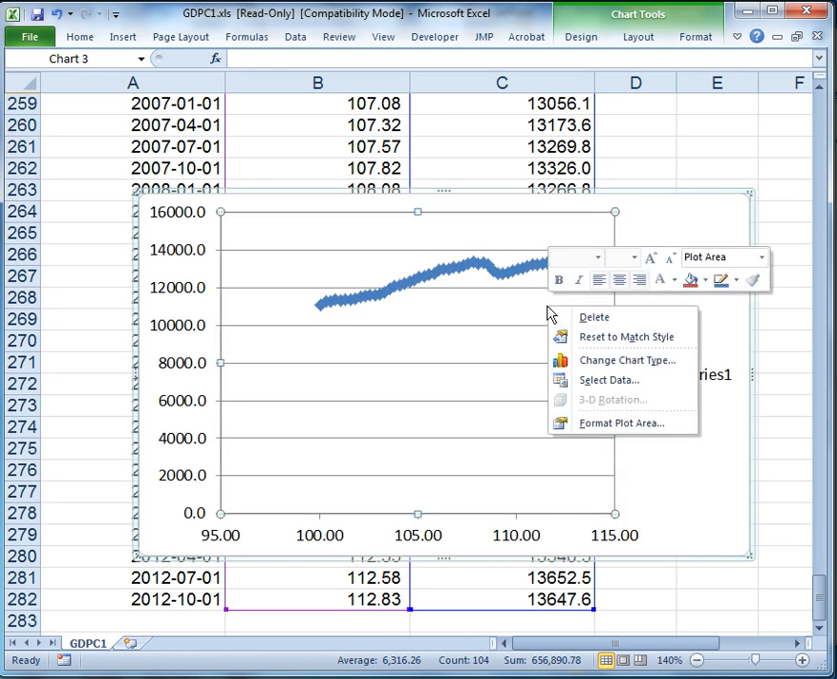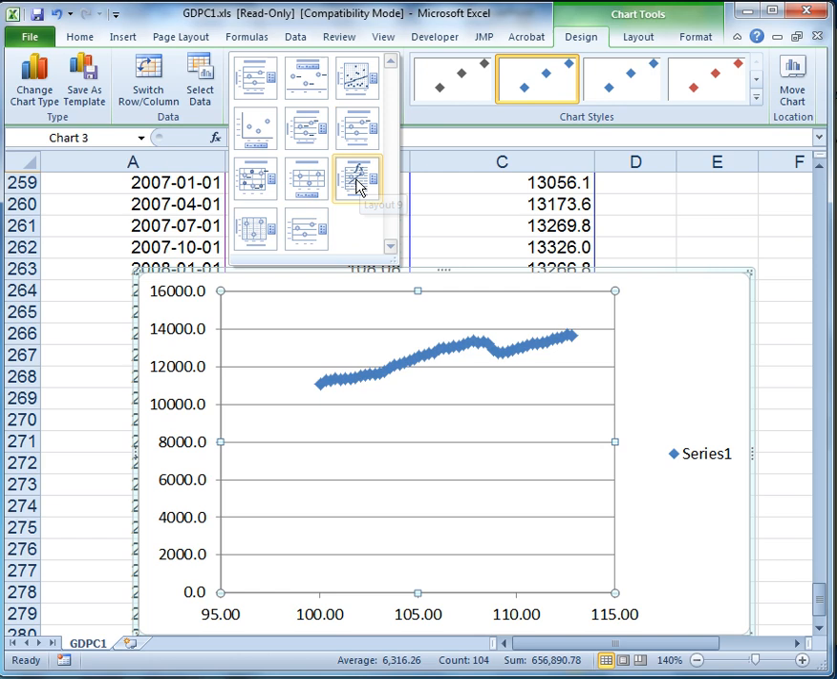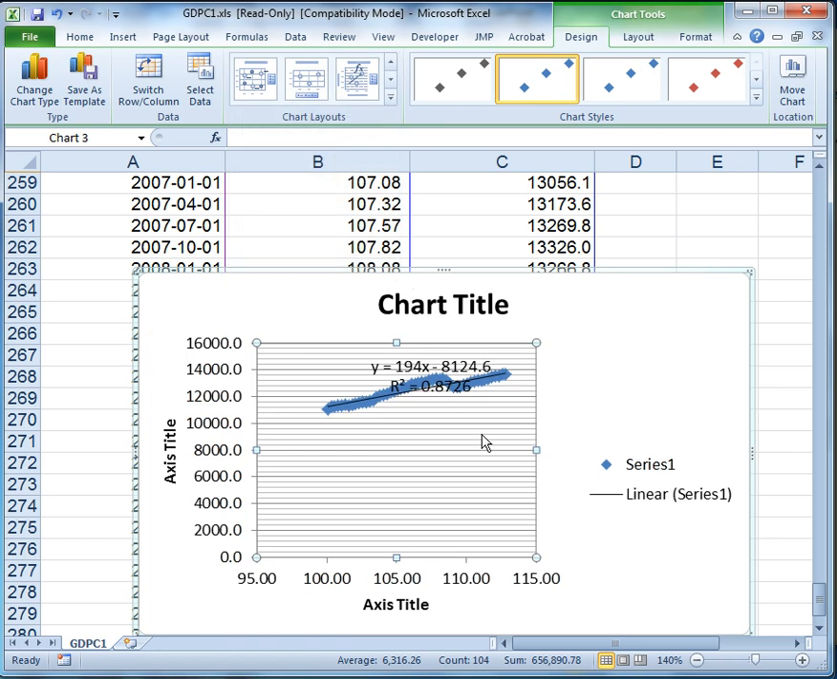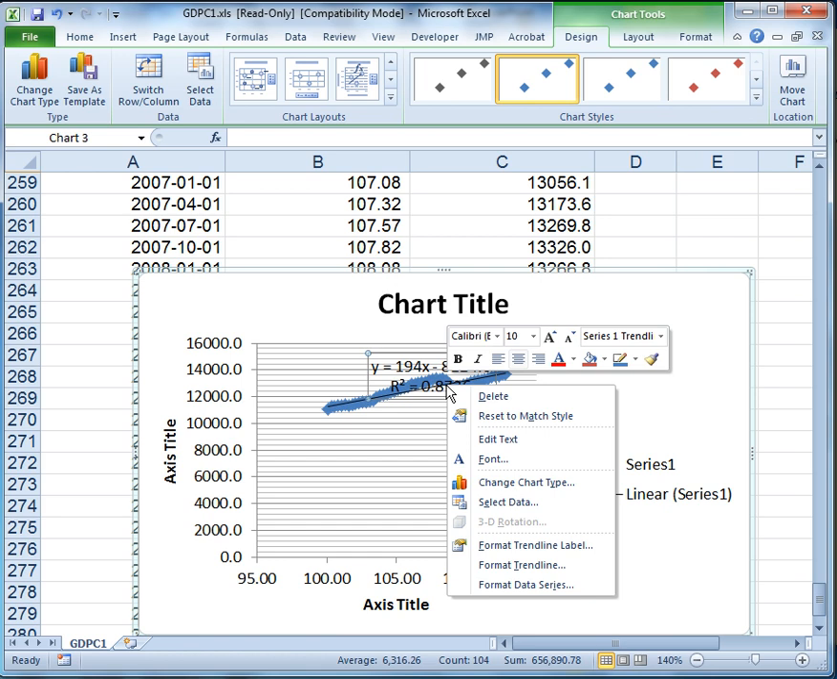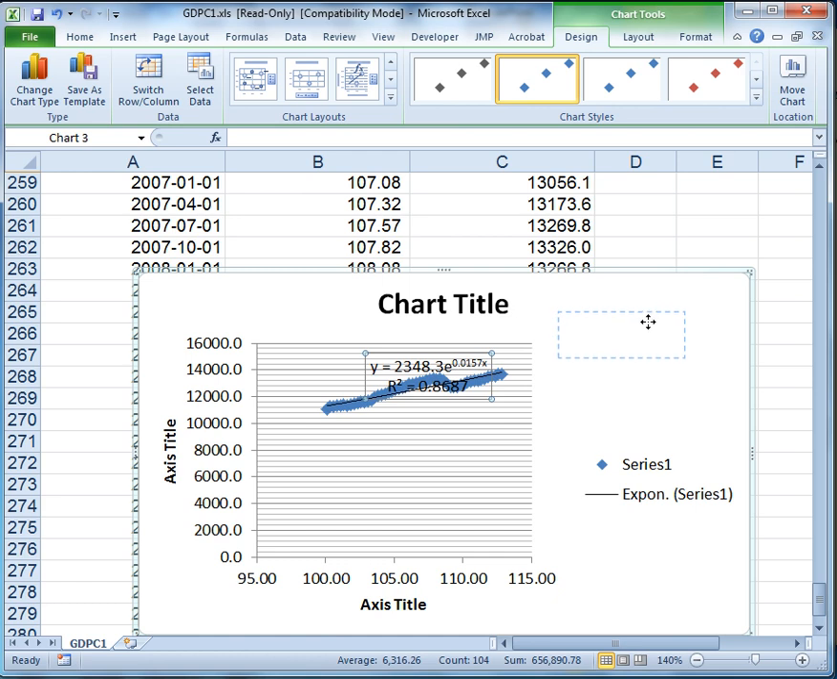The way we do that, I click on the chart, go to Chart Tools, and under Chart Layouts, I'm going to select a chart layout that has an equation and a line of best fit. I'm going to have to change the type of equation in a second, because right now we have a linear equation. So I'm going to right click on the trend line, Format Trend Line, and turn this into an exponential trend line. And let's move the equation over here so that you can see it.